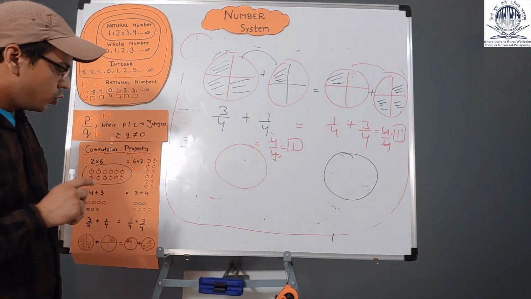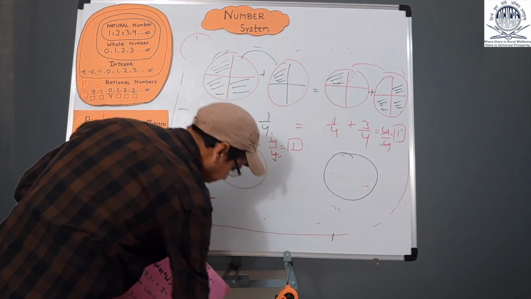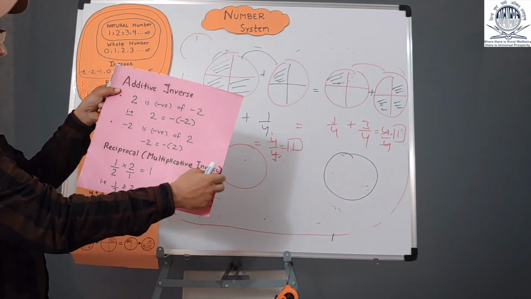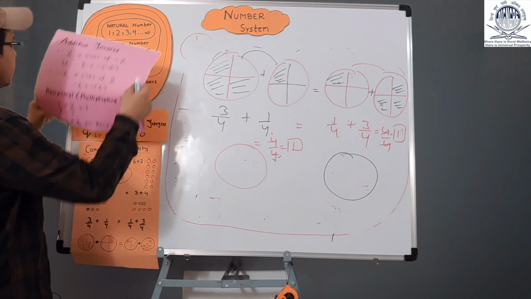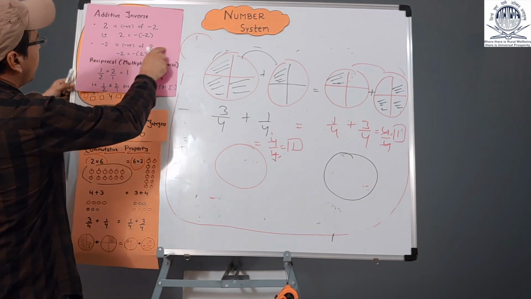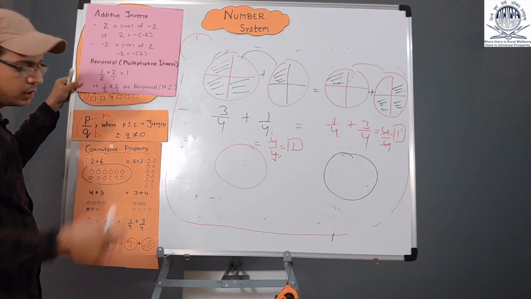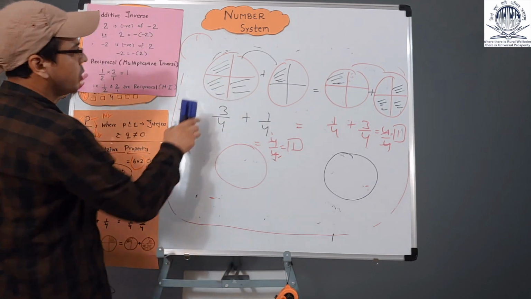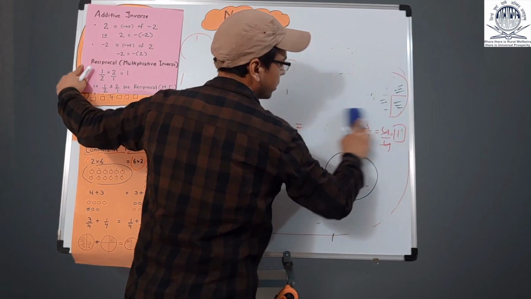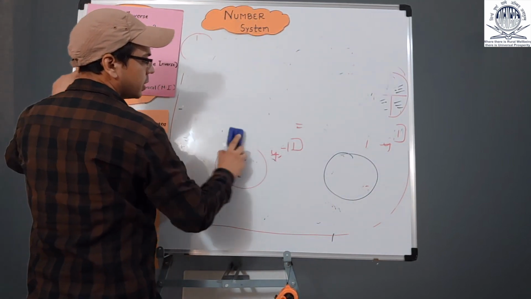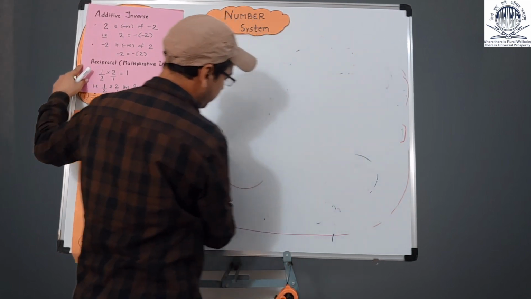And now I do want to discuss a subtopic of rational numbers, which is additive inverse. Now what does additive inverse indicate? Let me just put it over here. Additive inverse indicates that one number is the negative of the other. Let me make some space and try to explain how this is possible. I'll delete this, I'll rub this, and let's try to understand what additive inverse implies.